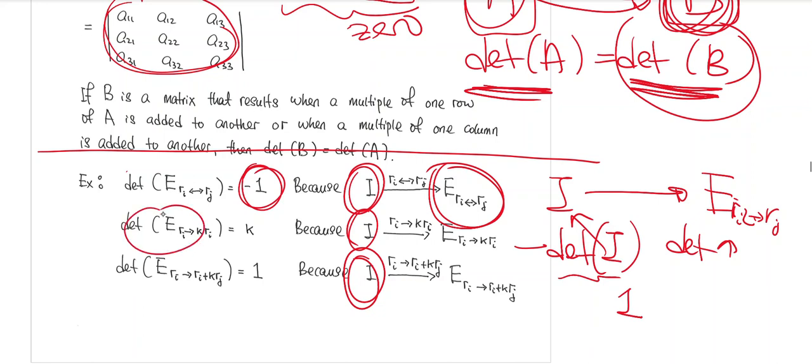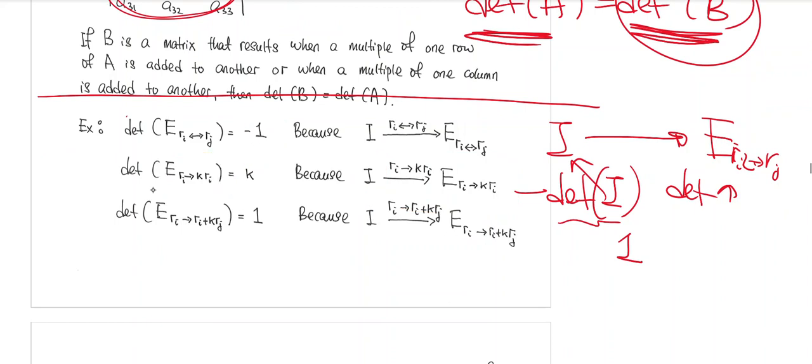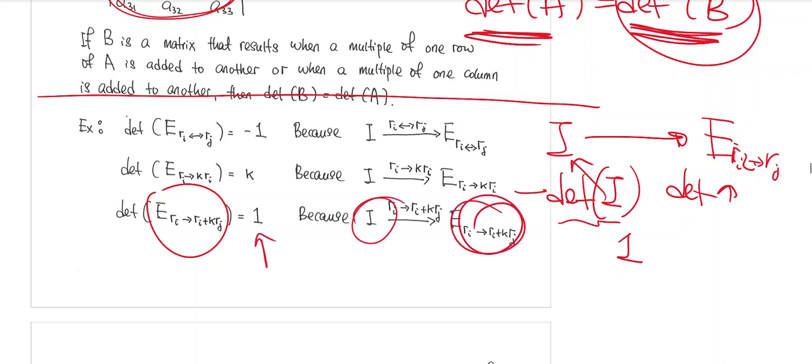Same thing here. This elementary matrix is obtained by performing this row operation on the identity matrix. So you will get k times the determinant of that identity matrix, which is k times 1, which is why you have k. And finally, for the elementary matrix of this form, the determinant will be 1, because this determinant is the same as this determinant. We just saw that. So that will be 1, because the determinant of the identity matrix is 1.